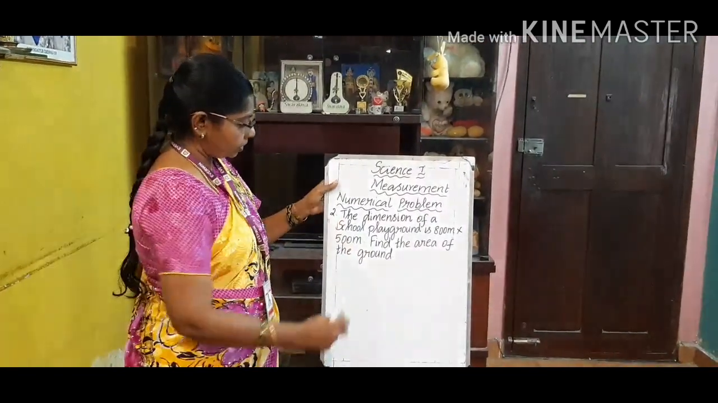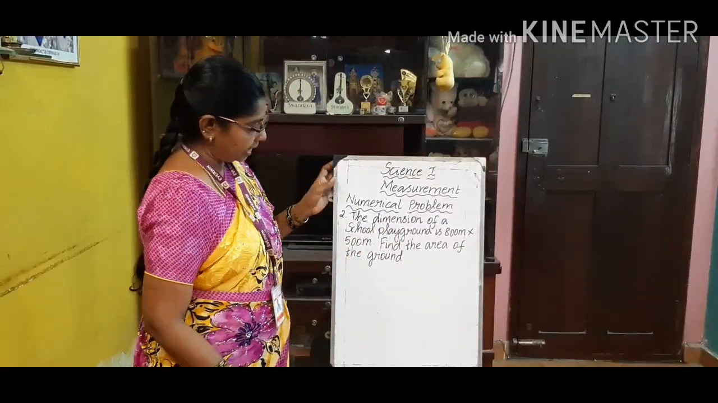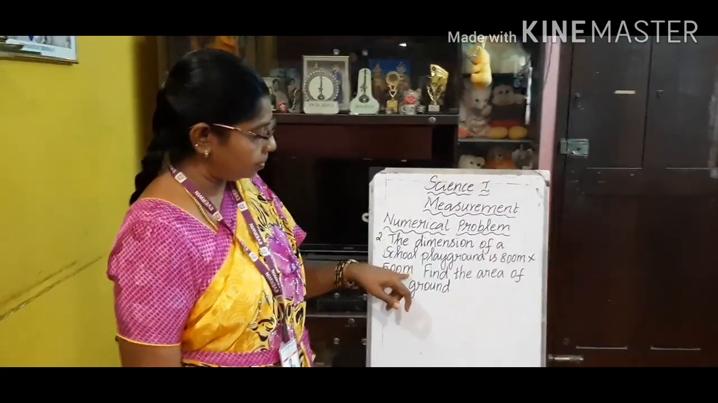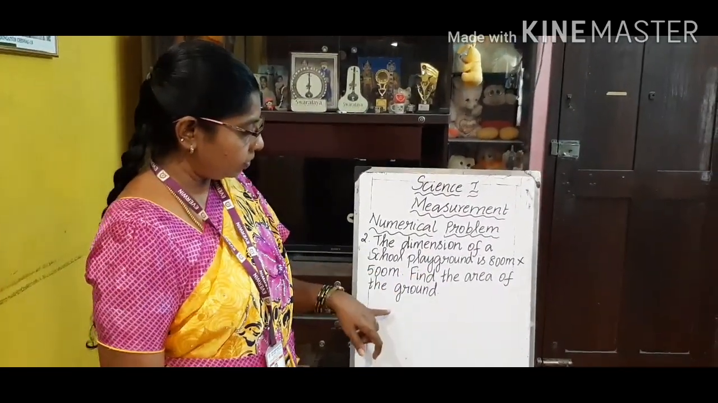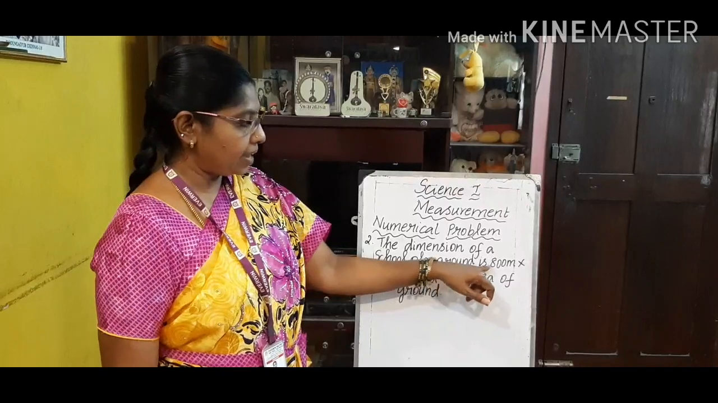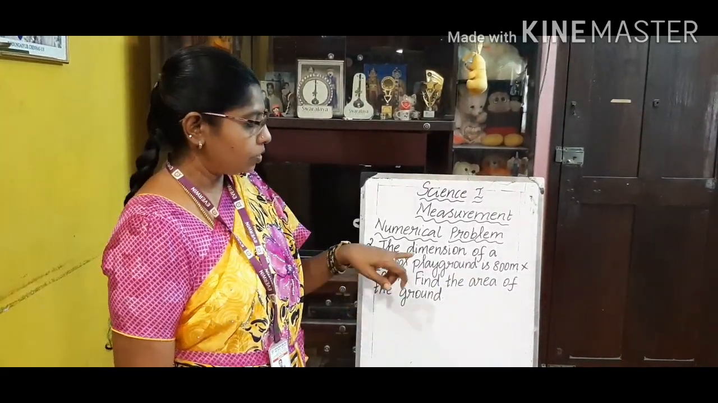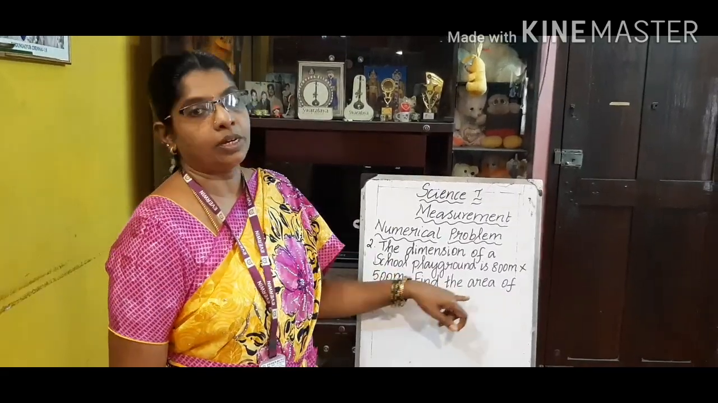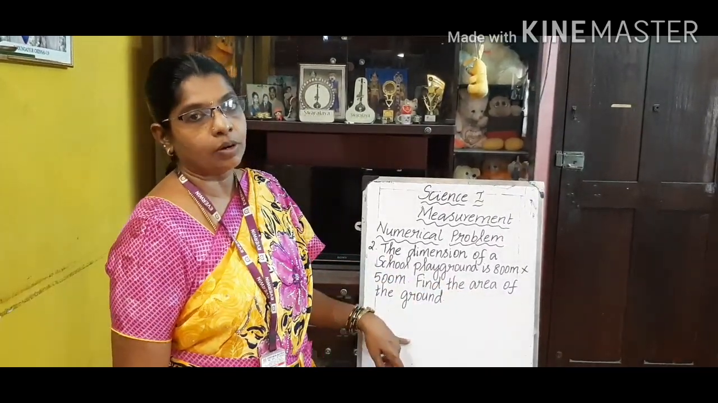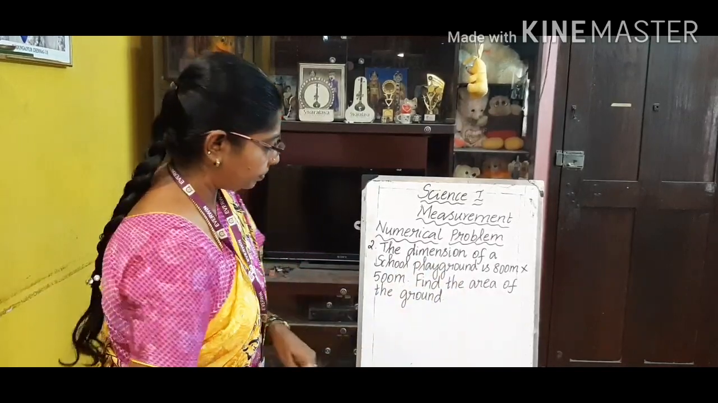Second sum, the dimension of a school playground is 800 meter into 500 meter. Find the area of the ground. So here they have given two measurements. One is length and the other one is breadth. So what formula you will use? Area of rectangle is equal to length into breadth.